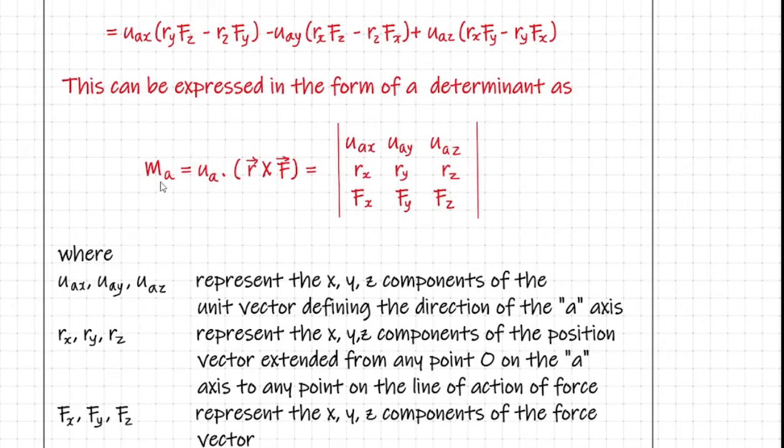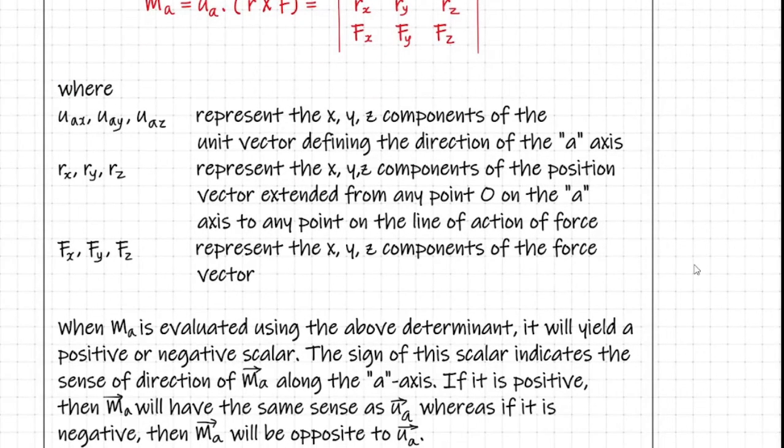Now, please remember one important thing. If the magnitude of M_A happens to be negative, it means that its direction will be opposite to the direction of the unit vector. Or if M_A is positive, it means that the moment vector calculated on the axis A will be directed in the same direction as the unit vector.